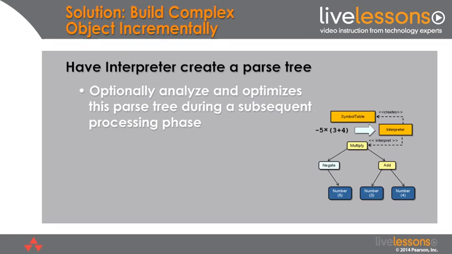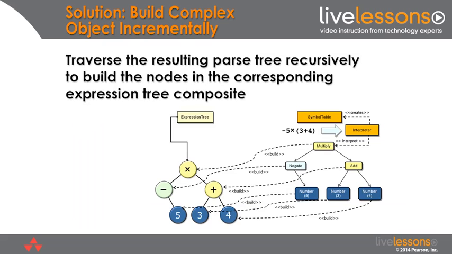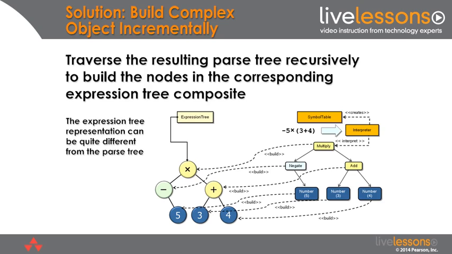So what's the solution? We're going to figure out a way to apply the builder pattern to build complex objects incrementally. First, we'll have the interpreter create the parse tree, and optionally it can analyze and optimize this parse tree. Then we'll traverse the resulting parse tree recursively to build the nodes in the corresponding expression tree composite. Note here that the expression tree representation may be very different from the parse tree, with different ways of representing the information, keeping more information, less information, and so on. So we don't want to hard code those two trees to be related to each other. We want to keep them separate and decoupled as much as possible.